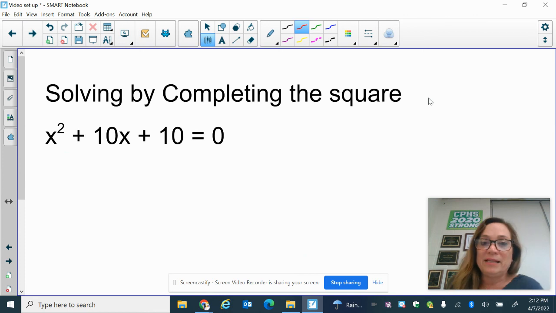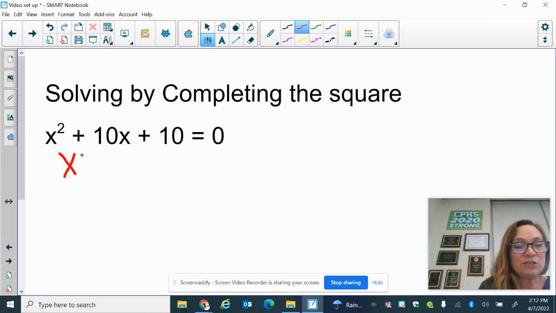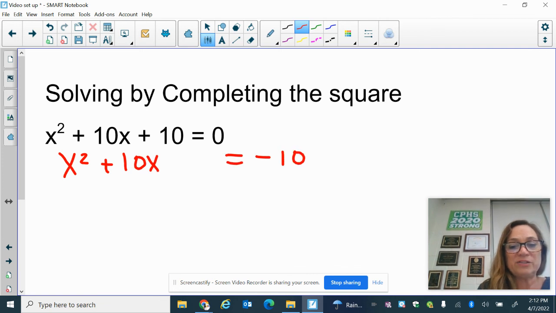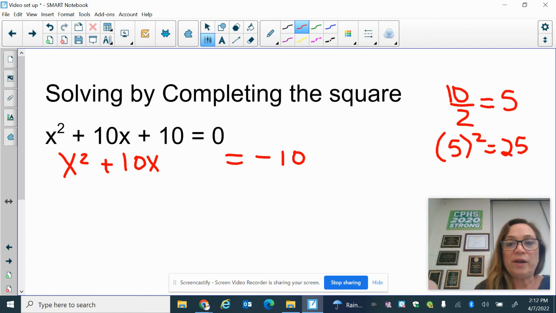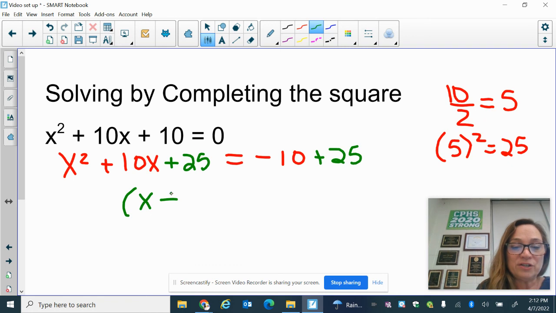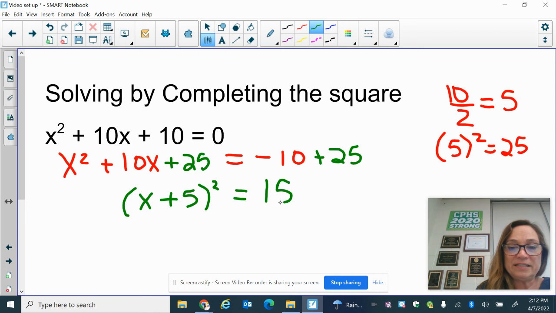I'm going to solve by completing the square again. X squared plus 10x, leave a space, and move the 10 to the other side. I'm trying to create a perfect square trinomial. So I take the 10, divide it by 2, that gives me a 5. I take the 5, I square it, that gives me 25. So what I'm going to add over here is a positive 25. I'm doing that to create a perfect square trinomial. Perfect square trinomials factor into squares, so it's x plus 5 squared, and that's going to equal 15.